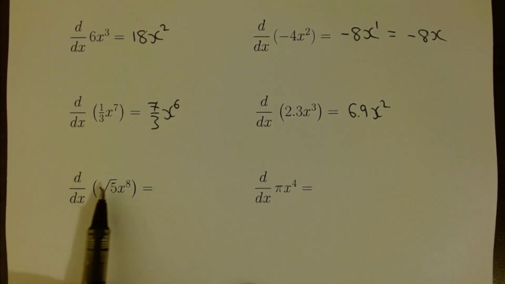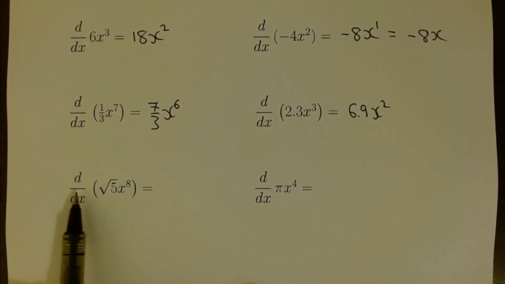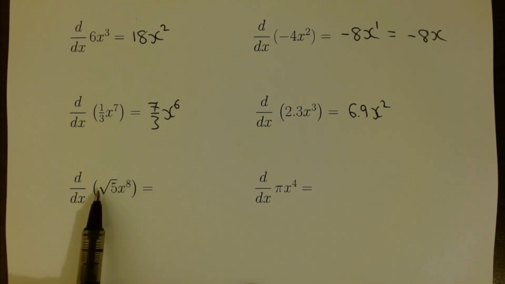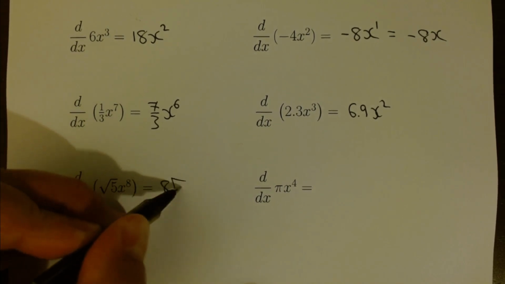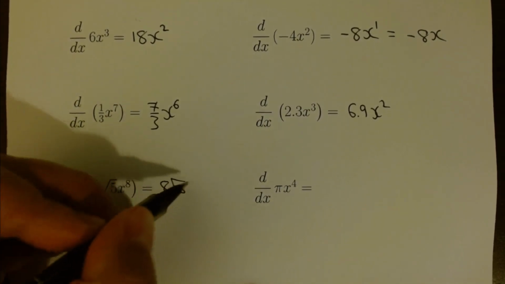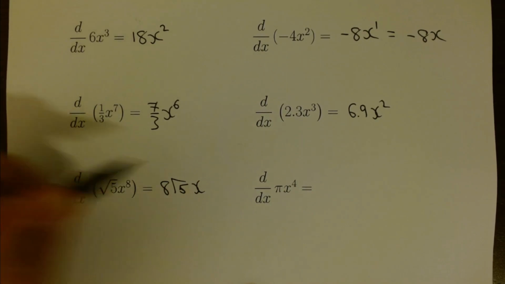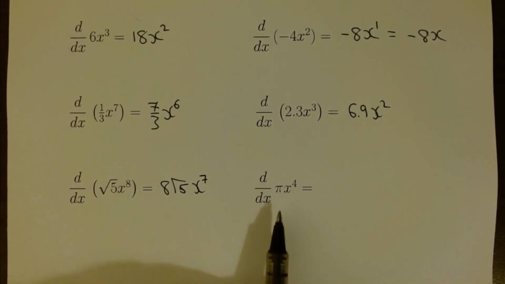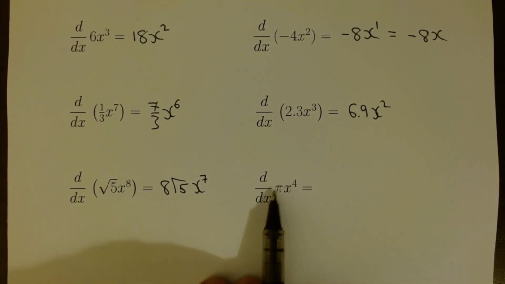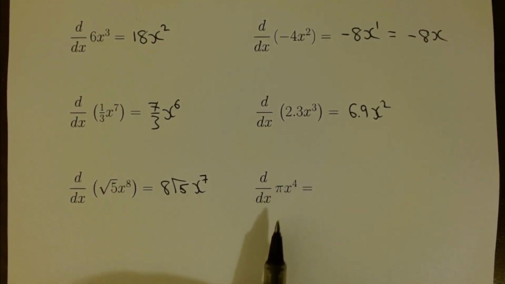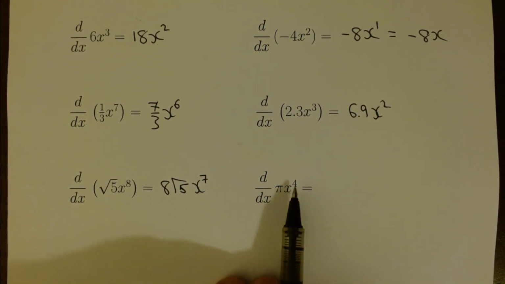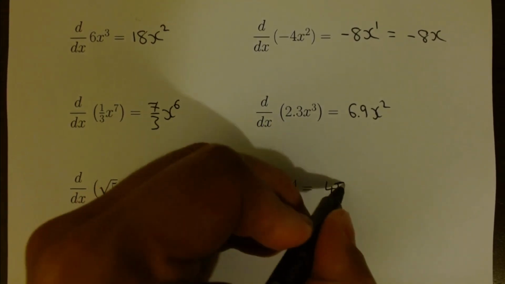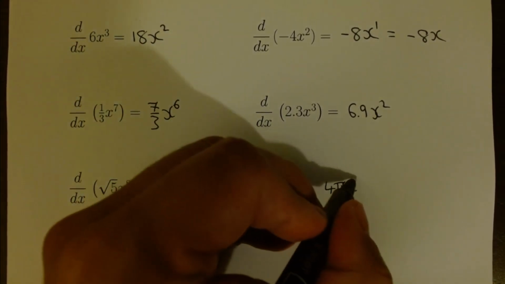And even if there's a surd, so we have root 5 here, so the derivative of root 5x to the 8, the 8 comes down, so we get 8 root 5, and then x to the 7, you minus 1 off the power. And the last example, we have pi x to the 4. So pi is an irrational number, it's actually a transcendental number, but it's still the same rule. The 4 will come down and multiply the pi, so we get 4 pi x cubed.